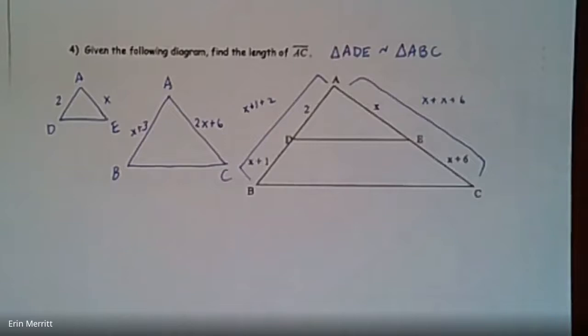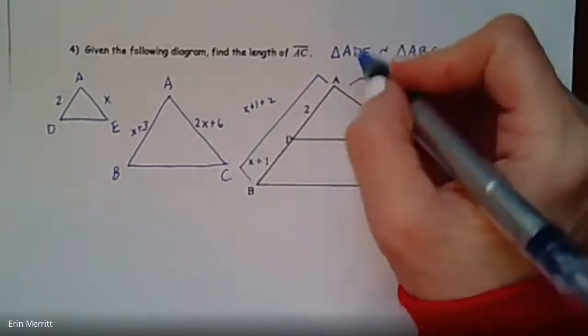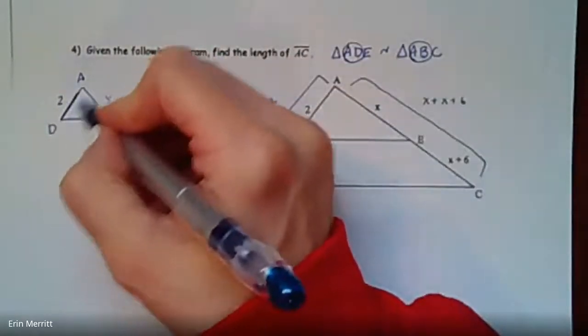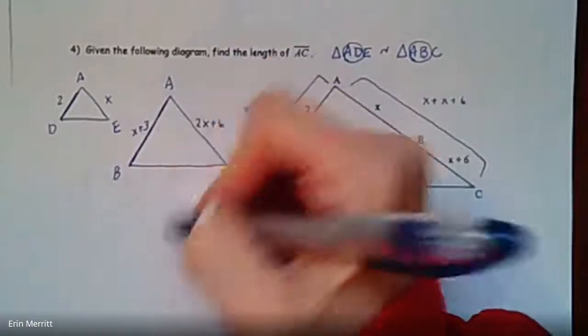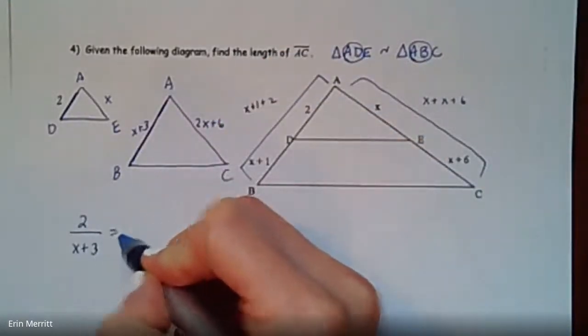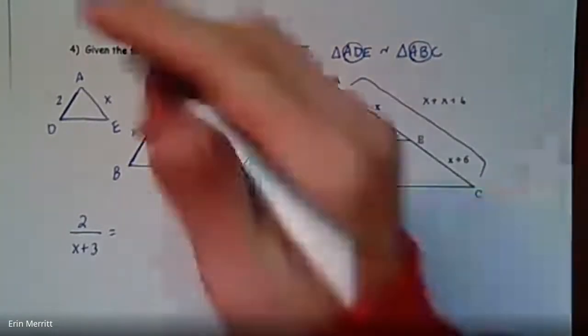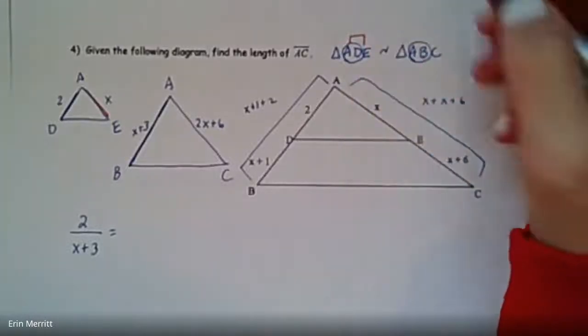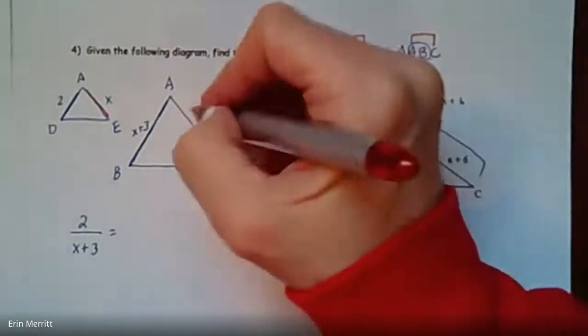If you like using the colors, use the colors. If not, stick with your pen. But otherwise, AD, first two letters here, should match AB here. So AD to AB, just like that. So we can say 2 is to X plus 3. And then you've got the side AE marked. So AE is first and last, so that should match to first and last here.